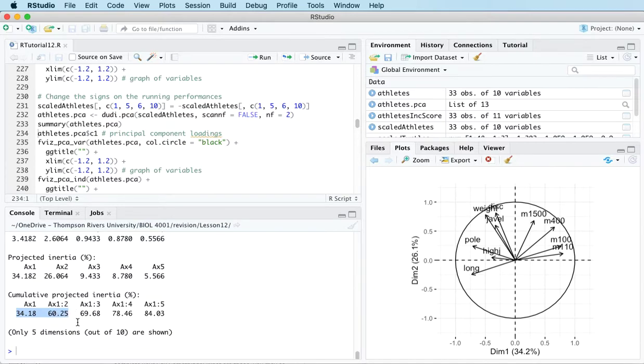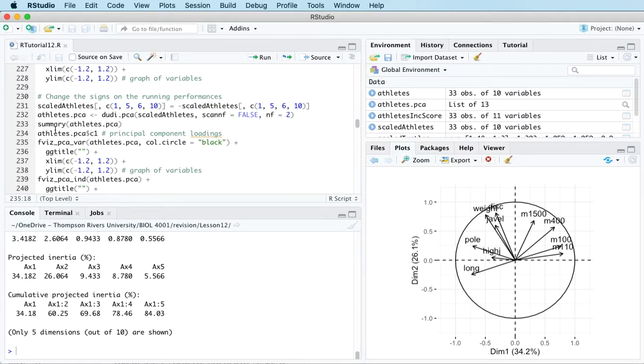I'll do that, then redo the analysis, and then summarize it, and you'll see that these numbers are exactly the same as they were before. That's because the way principal component analysis works, it's looking for structure in the data, and changing the sign on a variable doesn't change the structure of the data in the sense that we're looking for here. What it does help with, though, is interpretation.